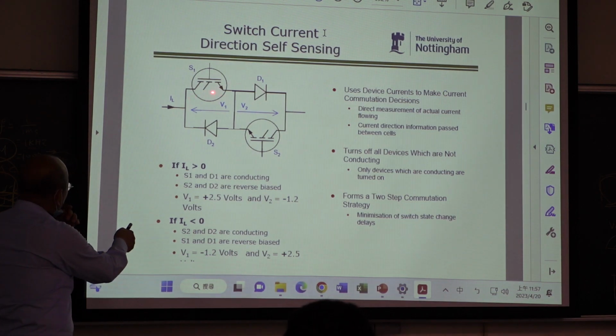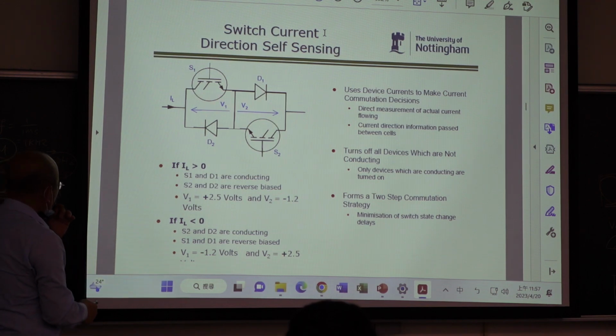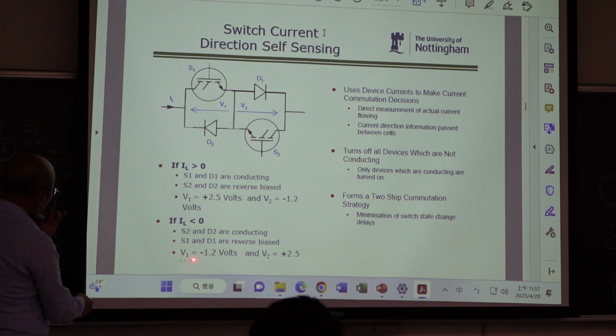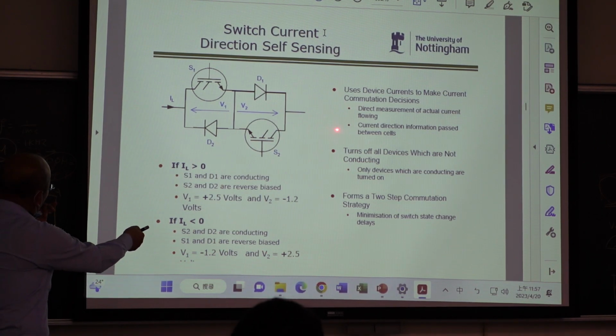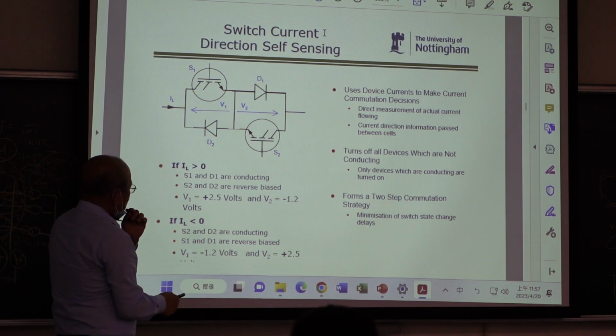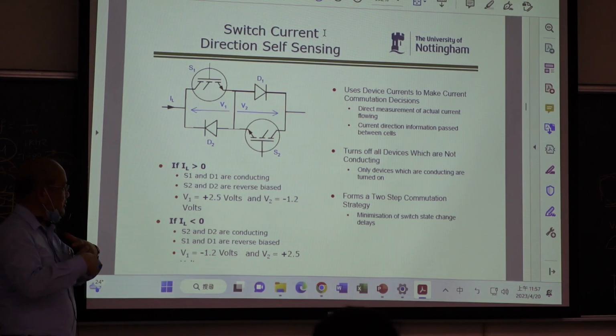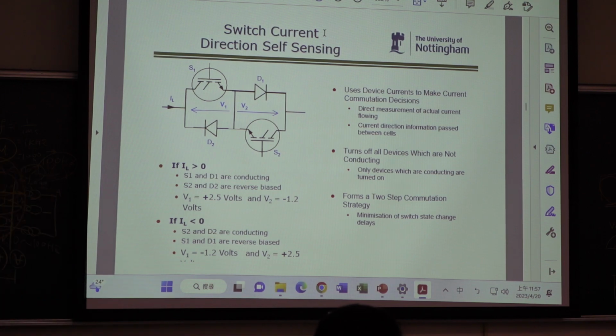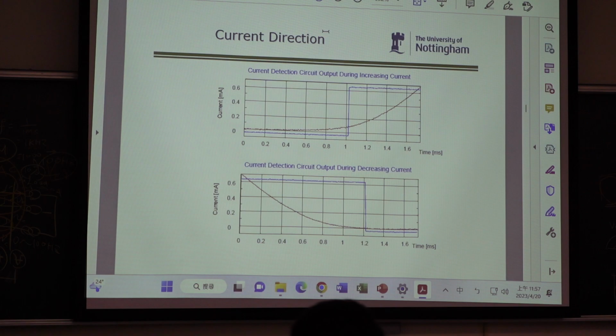And then we can also measure the conduction voltage of V1 and V2. If V1 is 2.5 and V2 is minus 1.2, then the current is positive. If V1 is minus 1.2 and V2 is 2.5, then it goes this way, it is negative. Then we can use this to decide which switch should turn on and which switch should turn off. Some companies developed this IC, and then you can set the current sensor.